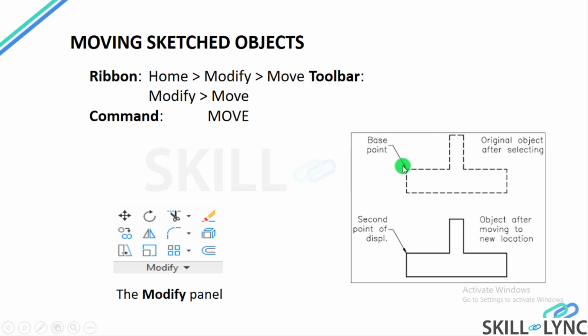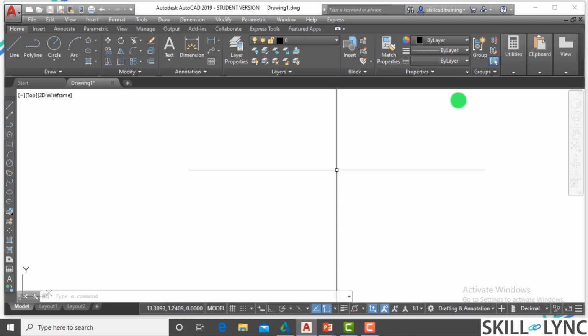We can pick any corner point as a base point, or a center can be a base point, or any reference can be a base point from where you are picking the object and moving it to a location where you want. For example, this is a base point where the object is selected, the entire object is selected, and then from here we pick that object and move it to this point, which is the second point of displacement. Let's do it in the AutoCAD application.